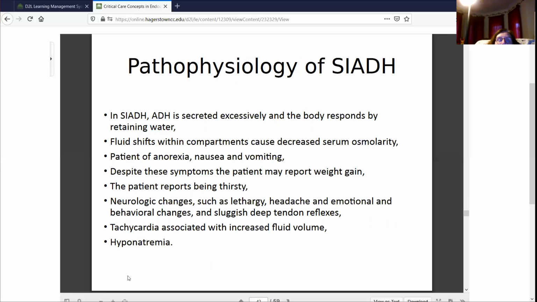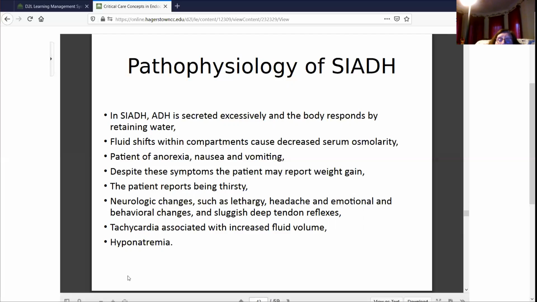Physiology of SIADH. ADH is secreted excessively and the body responds by retaining water. Fluid shifts within compartments cause decreased serum osmolarity. The patient exhibits anorexia, nausea, and vomiting.